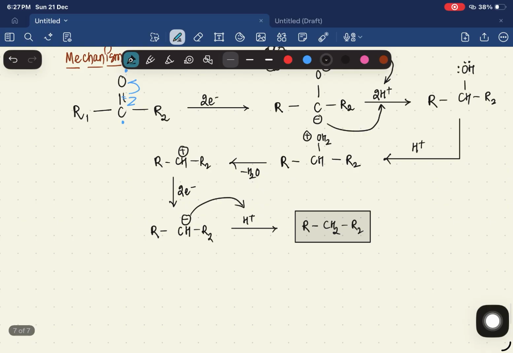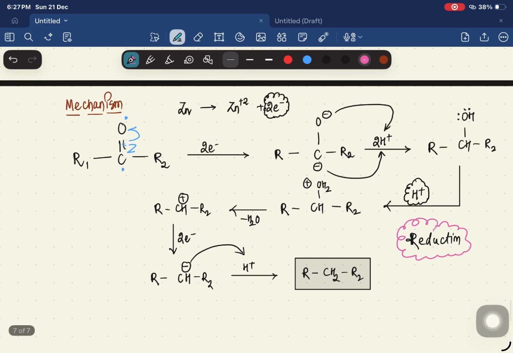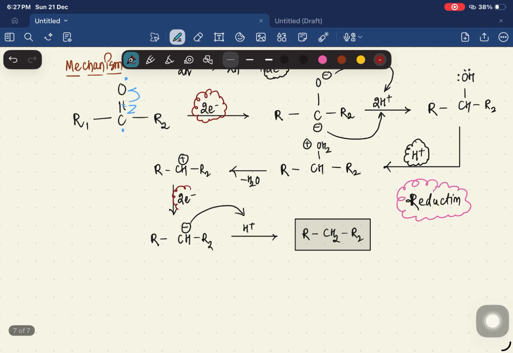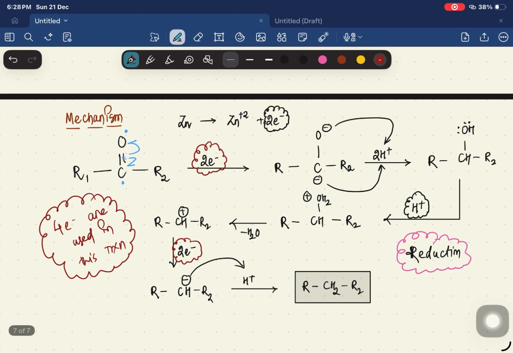So here obviously H plus addition is occurring. That's why this reaction is called a reduction reaction. This is the reason, right? And how many moles of electrons are used? If somebody asks you how many moles of electrons are used, here 2 electrons, and in the other case obviously 2 electrons here. So a total of 4 electrons are used in this reaction. So this is the case we have to go through, right? So this is the mechanism part. I hope this mechanism part is also clear to you all.